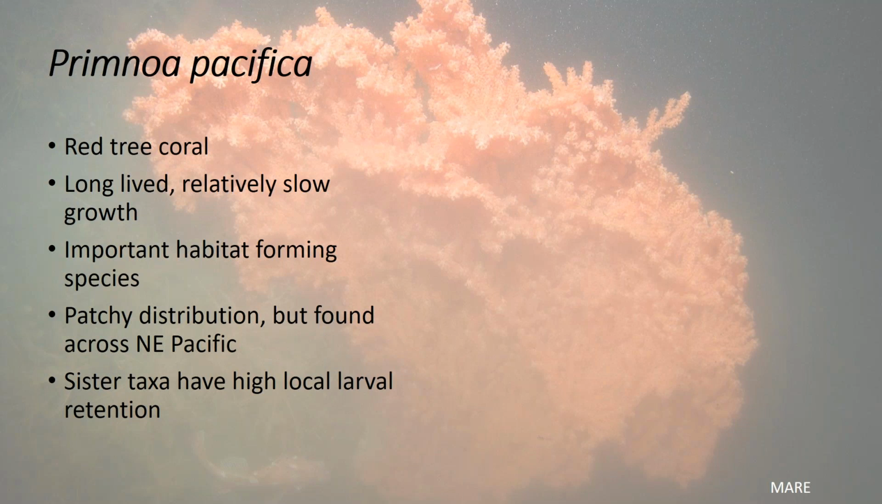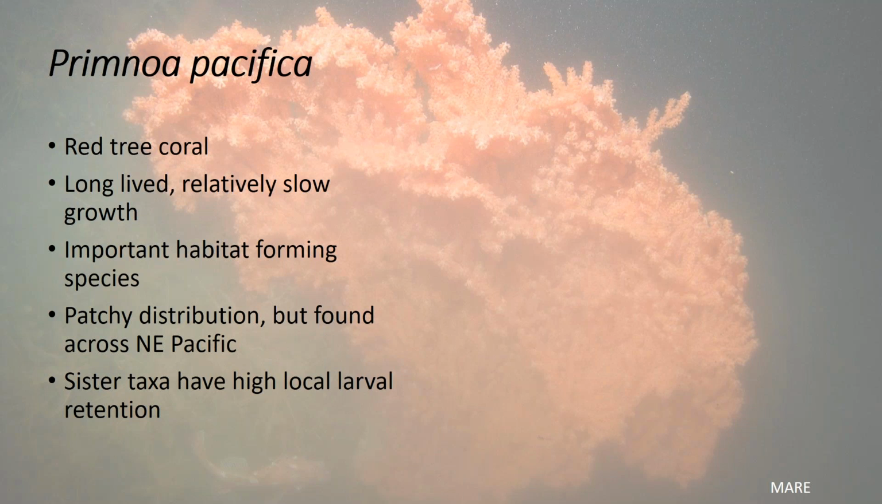They have a patchy distribution, so you tend to find them in groves where you might find 10 to 20 individuals and then go for 50 to 100 kilometers before you see another one and then find another patch. But they are found across the Northeast Pacific from Central California all the way out to the end of the Aleutians chain. So they have a very broad overall distribution.